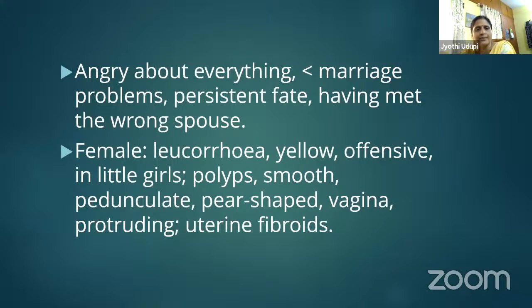persistent fate having met the wrong spouse, female leukorrhea, yellow offensive in little girls, polyps, smooth pedunculated polyps, pear-shaped polyps, vagina polyps, protruding polyps, and uterine fibroids. See, I knew this remedy, but it was mostly I knew materia medica of this remedy in nasal polyps. But if I had not known the sensation method, it would be very difficult to prescribe this remedy for infertility.